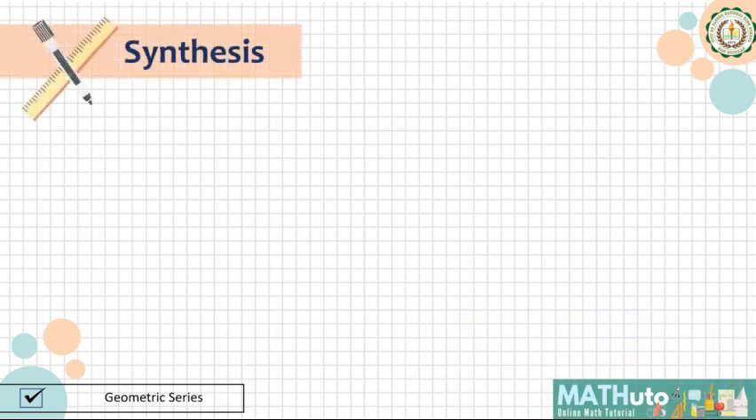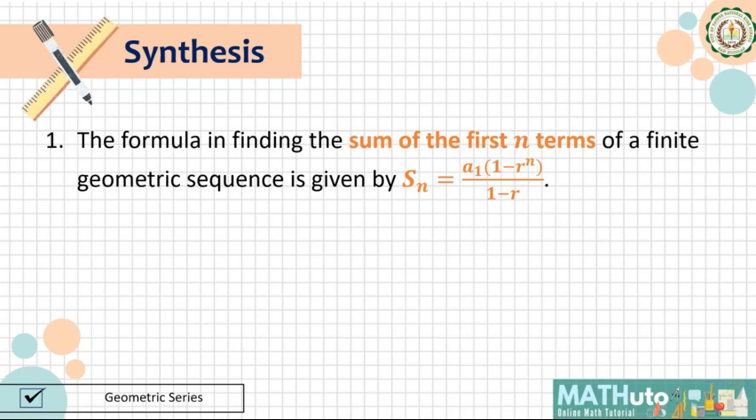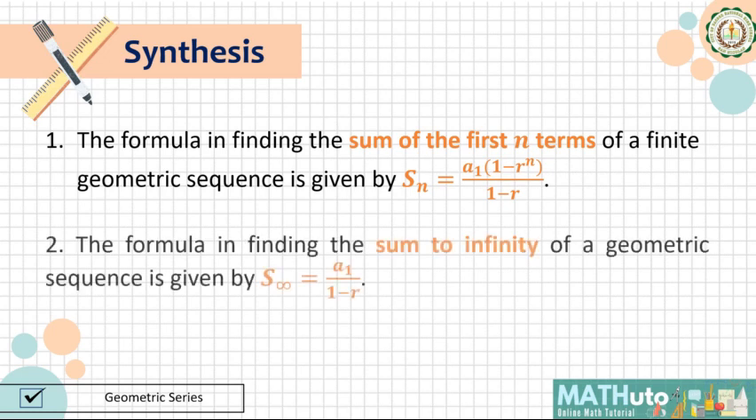That is all for today. But before that, let us have a synthesis. The formula in finding the sum of the first n terms of a finite geometric sequence is given by S sub n is equal to a sub 1 times 1 minus r raised to n all over 1 minus r. And the formula in finding the sum to infinity of a geometric sequence is given by sum to infinity is equal to a sub 1 all over 1 minus r.